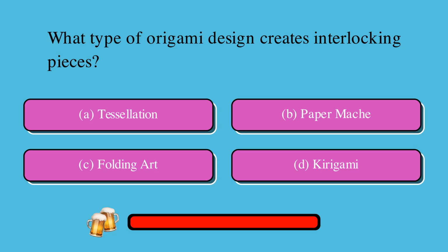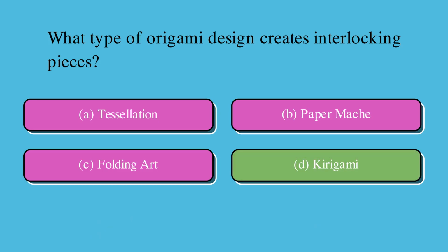What type of origami design creates interlocking pieces? Is it A, tessellation, B, papier-mâché, C, folding art, or D, kirigami? The correct answer is D, kirigami.